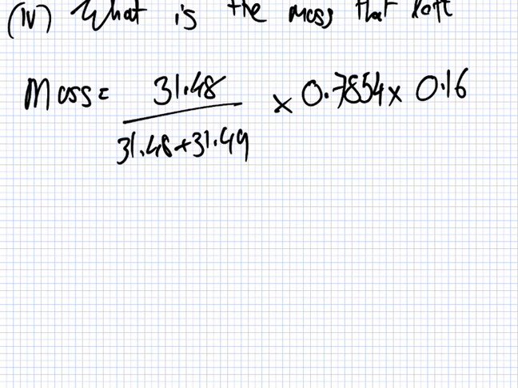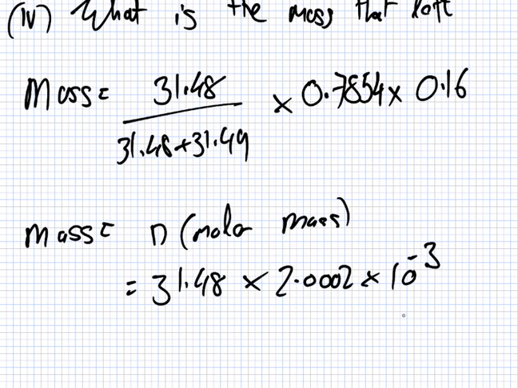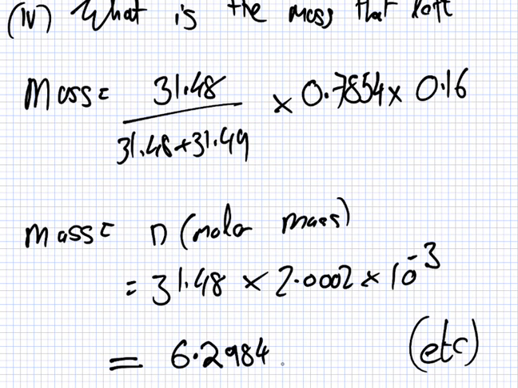This is moles. And then the other way, you could say mass is n times molar mass. So that's the other way of doing it, which in this case is 31.48 times 2.0002 or something, times 10 to the minus 3. That's another way to do it. In fact, there are many ways to do it. So what answer do you get? 62.984. 62.984 grams. Is that kilograms or grams?